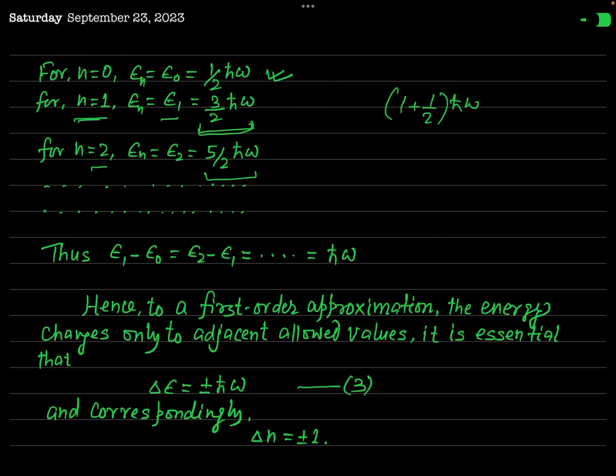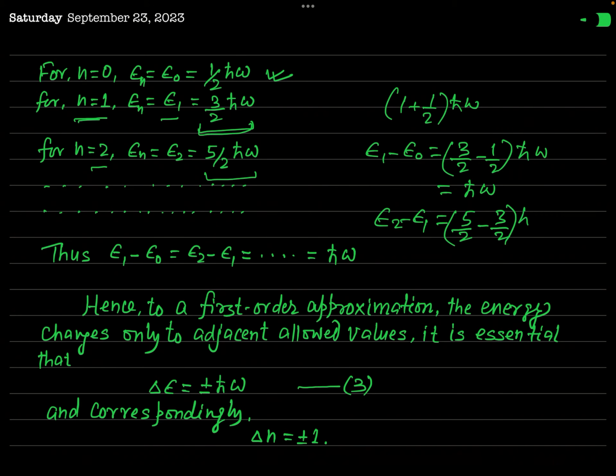But here there is a very remarkable fact. Actually, the quantization of lattice vibrational energy has an important consequence. You can see, when you take the difference of energy between the two successive energy levels, what will be that difference? When you find epsilon 1 minus epsilon 0, this will be 3 by 2 minus half times h bar omega. Okay? And this will be h bar omega. Similarly, if you find epsilon 2 minus epsilon 1, what will be this? This will be 5 by 2 minus 3 over 2 times h bar omega, and that will be again h bar omega.